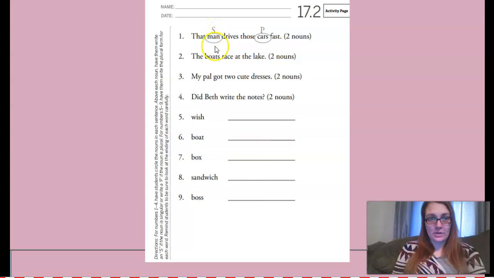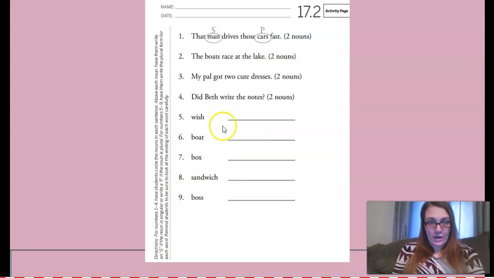So in number 1, the sentence is that man drives those cars fast. Man is a noun and cars is a noun. And then you're going to identify, is it a singular or a plural noun? And label them S or P. So man is singular, so labeling with an S. Whereas cars is plural, labeling it with a P. Okay, you can continue that for 1 through 4.